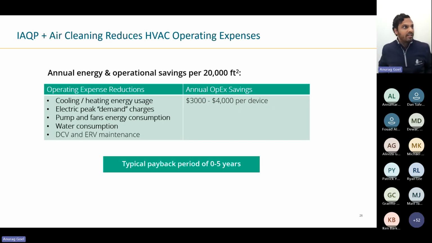Operationally, over the life of the building, typically on a per 20,000 square foot basis, you're saving at least $3,000 to $4,000. Obviously, this depends on the project location, the outdoor air conditions for that location, as well as the local utility rates, runtime hours, etc. But this is just kind of a nice rule of thumb, about 30 to 40 cents per square foot of savings available.